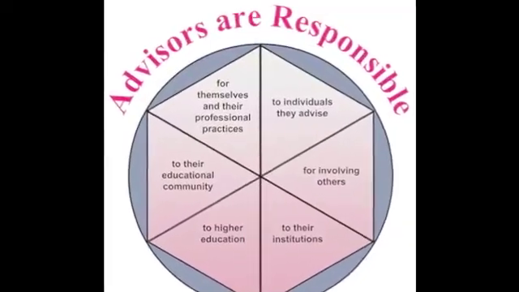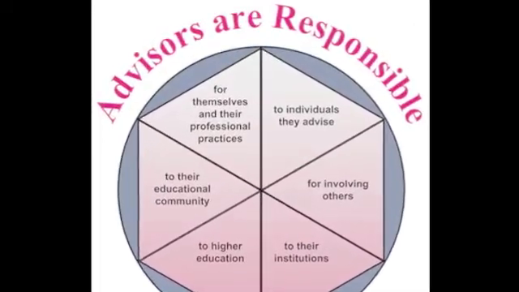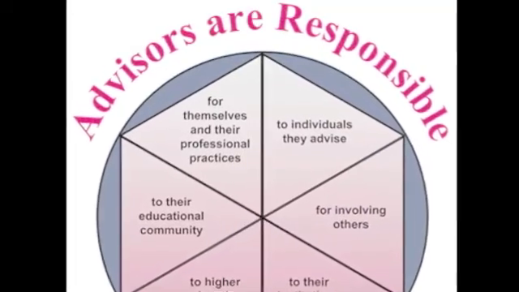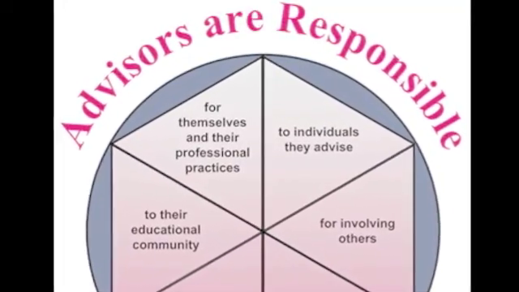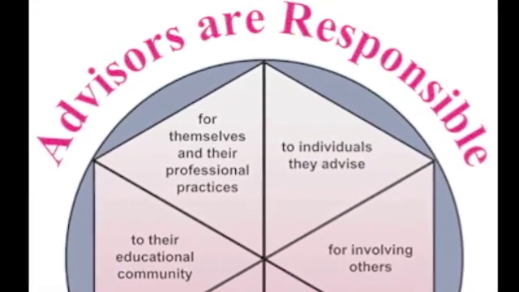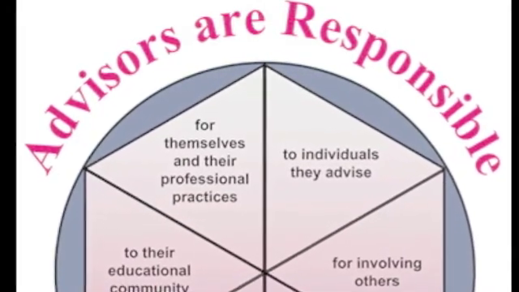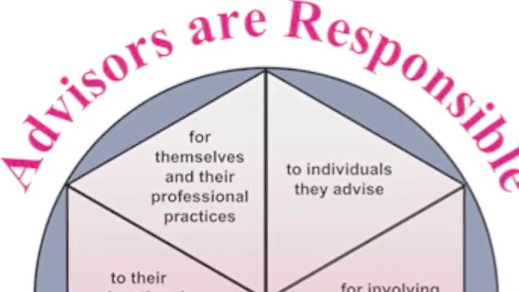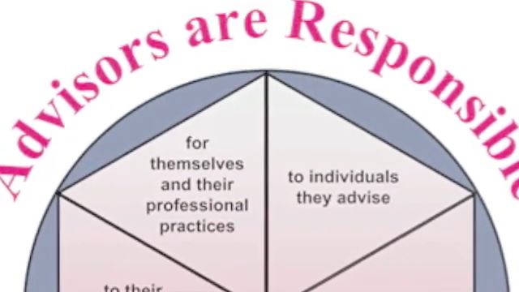The National Academic Advising Association targets 6 key responsibilities of academic advisors. The first is that advisors are responsible for themselves and their professional practices. As in any profession, advisors must be mindful of the way in which they represent themselves and the level of professionalism exhibited in their daily interactions on the phone, via email, and in person.